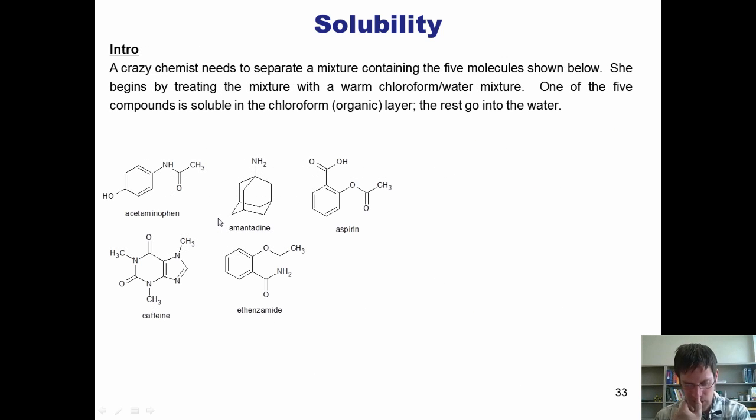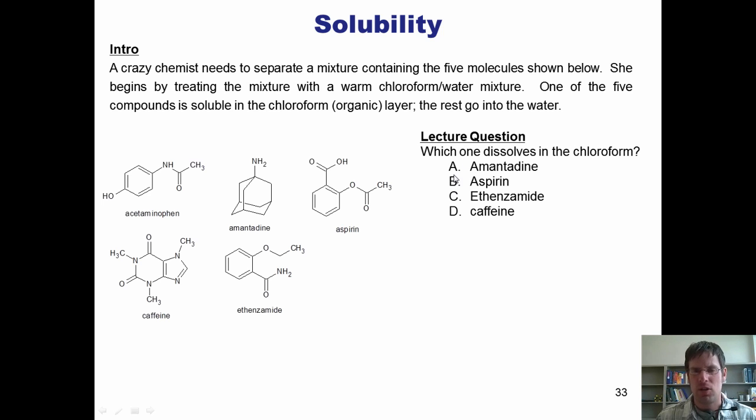Let's put our expertise to the test by sampling another example question. A crazy chemist needs to separate a mixture containing the 5 molecules shown here. She begins by treating the mixture with warm chloroform and water. One of the 5 compounds is soluble in chloroform, which is the organic or non-polar layer. The rest of them go into water. Question: which of these molecules dissolves in chloroform?